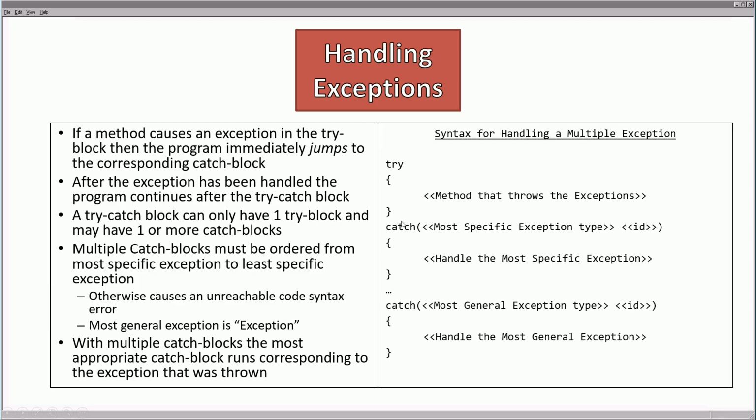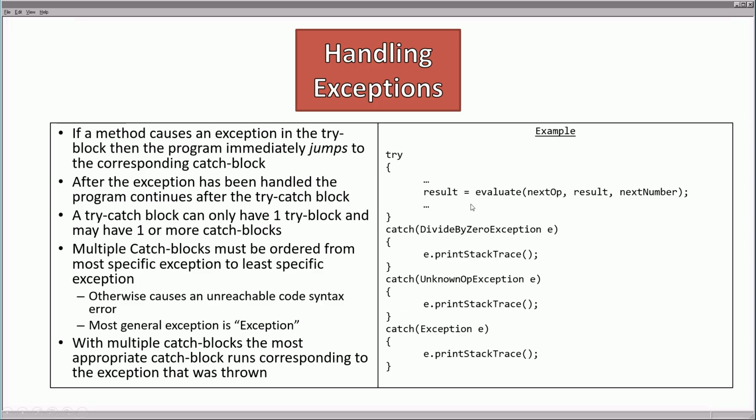So this is a try, but notice that we can have multiple catch blocks, where we need to order it from the most specific exception to the most general or the least specific exception. Now, with our running example, we know this method evaluate could throw a divide by zero exception, an unknown op exception, but notice we have the most general exception right here called exception. We needed to put this exception last because, as we know, divide by zero exception extends the type exception.